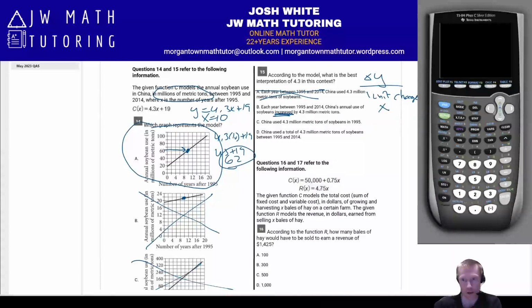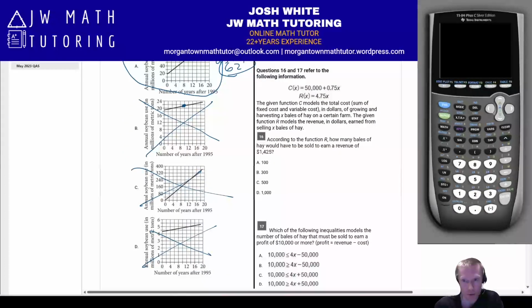So 4.3 million metric tons, there was a change, there was an increase, and then the annual is where the per year, or per 1 unit change in the X, comes in. C, they used 4.3 million metric tons in 1995. That's false because in 95, X would be 0, and they would actually use 19 because that's what the y-intercept is. So that's not even a true statement. It doesn't explain what the 4.3 is, but the point is the statement itself isn't even true. And then D doesn't make sense. It's not talking about an increase or a decrease on a per 1 unit change in X. So the correct answer is letter B.